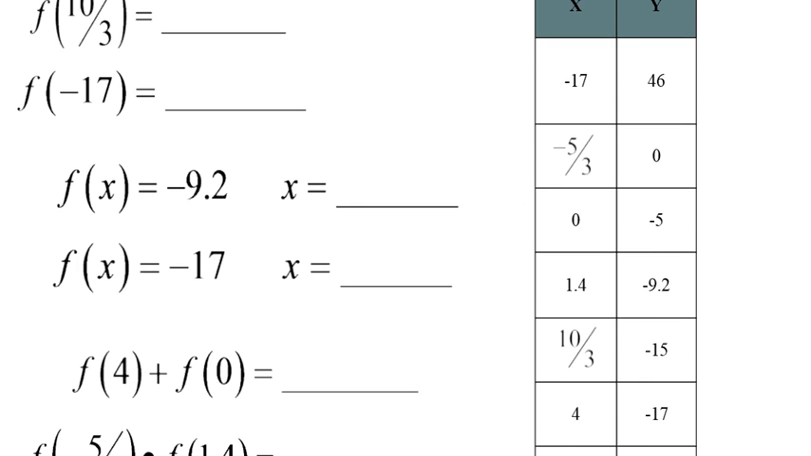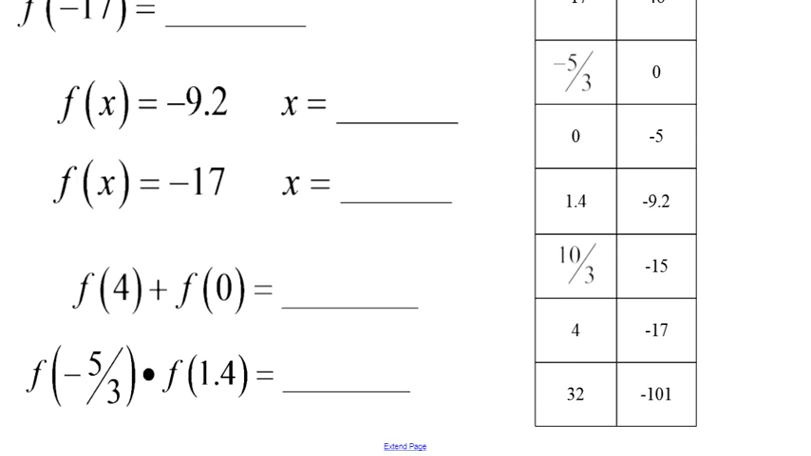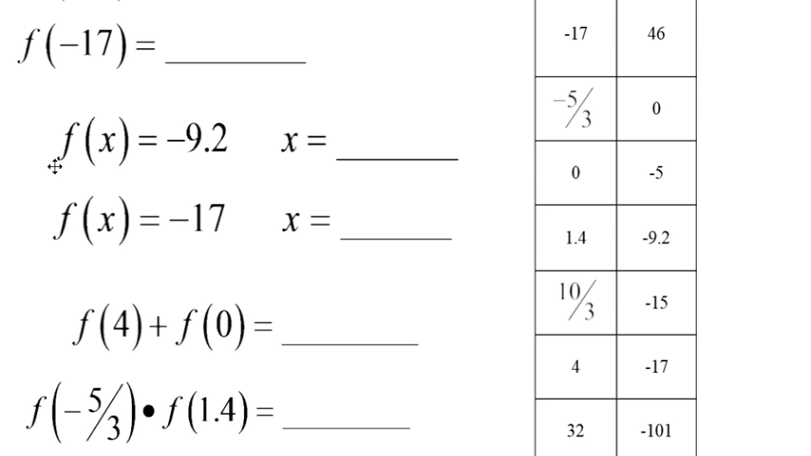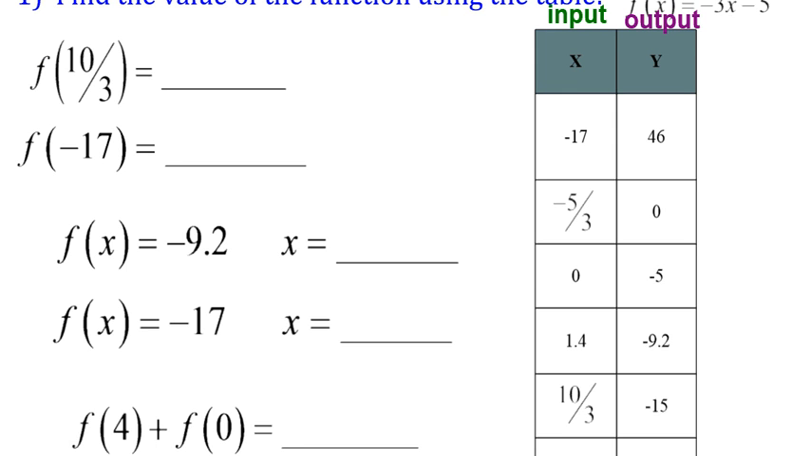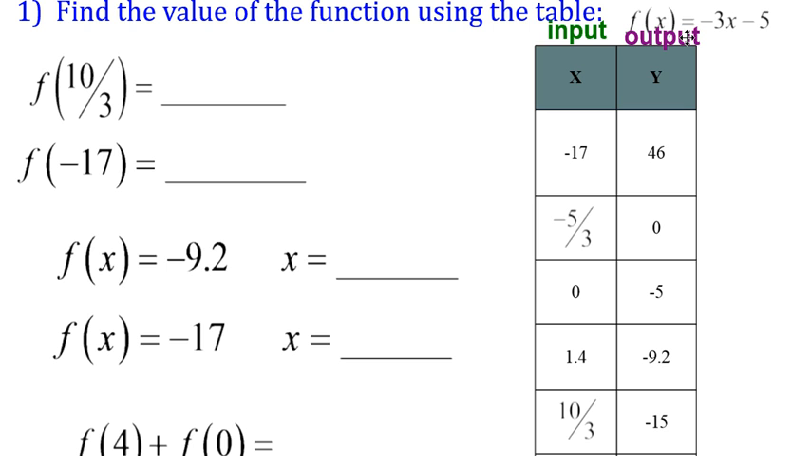All right, let's have you try the next one. What do we think this is asking us? f of x equals negative 9.2. Well, x is the input, and that's unknown. So can we find the input that gives us an output of negative 9.2? Sure, if we go to our table and look at the output column, and go down to see where negative 9.2 is, what input goes with it? 1.4. So x has to equal 1.4. So we put that here.